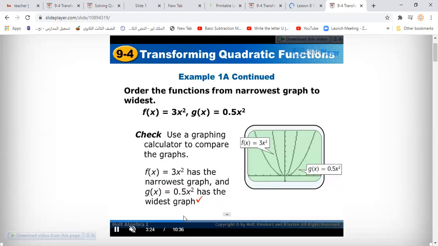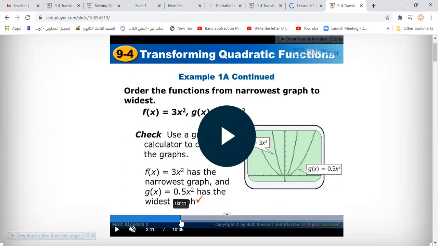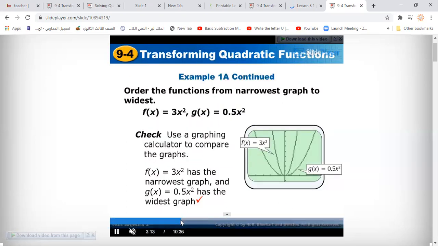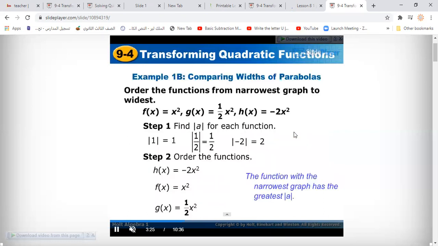Then the greatest one, which is the narrowest one, is f of x equals 3x squared, and the widest one is 0.5x squared. And as you see here in the figure, the widest is 0.5, which is half, and the narrowest one is 3x to the power of 2.